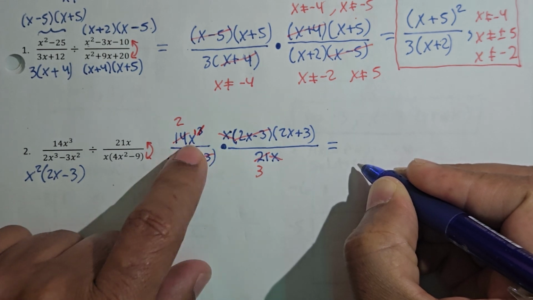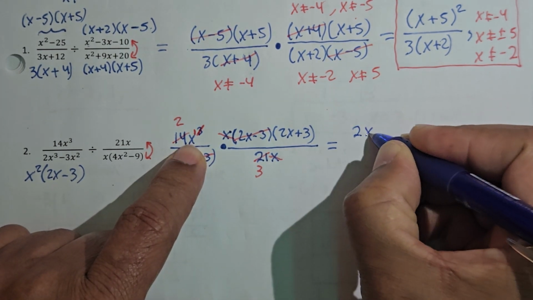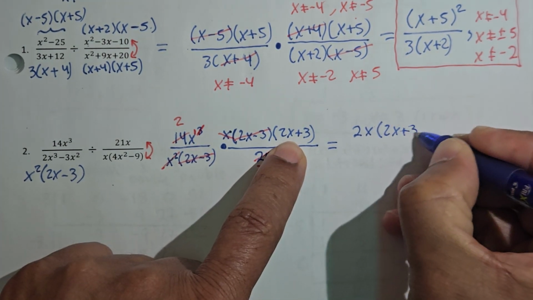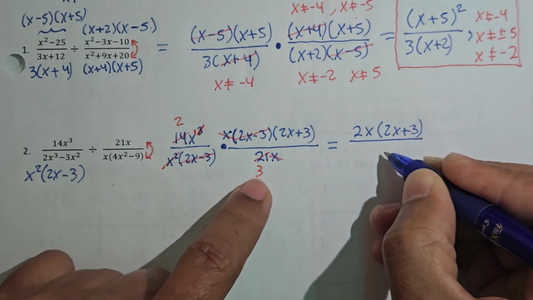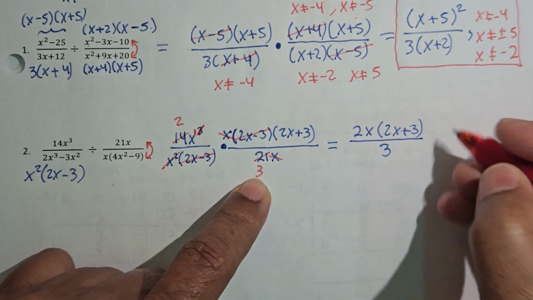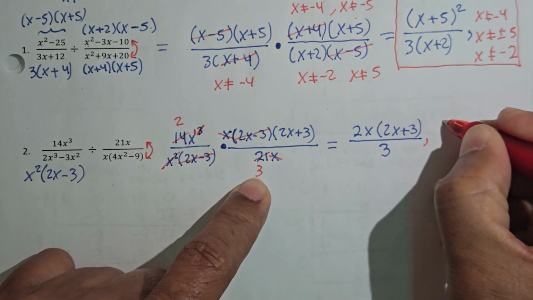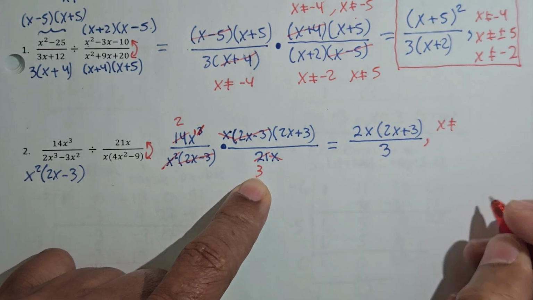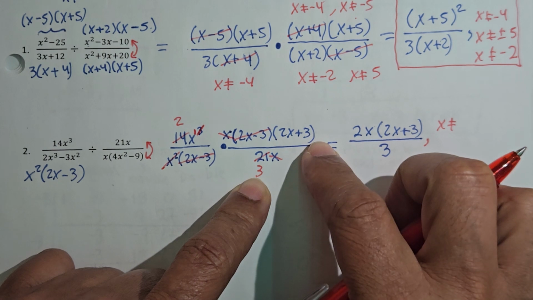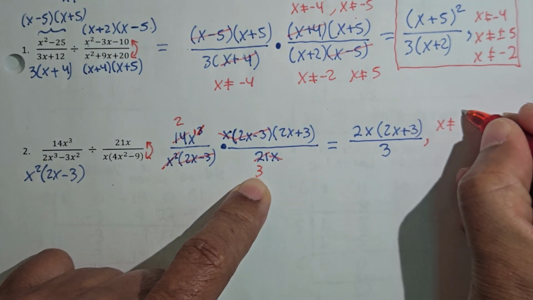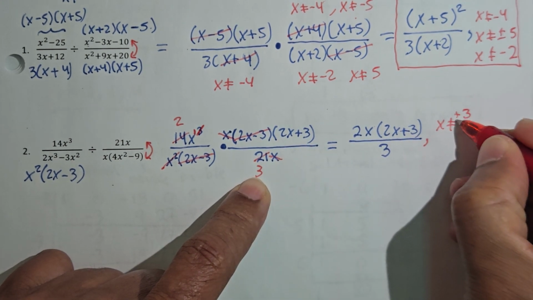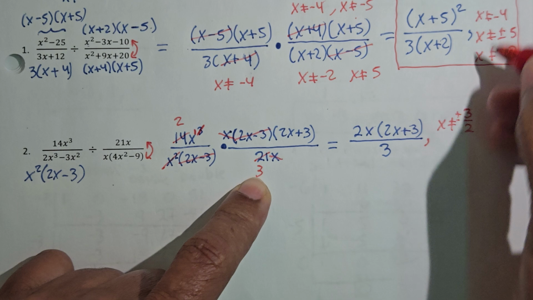Because this is a square and this is the cube, there's x to the first left. So we have 2x in the numerator along with 2x plus 3, over just the number 3. But now here comes the trick: you have to set the restrictions. We can't have x equal to, if we set 2x minus 3 equal to 0, you add 3 and then divide by 2, so we can't have x equal to positive 3 halves. But also this one will be negative, so plus or minus 3 halves.